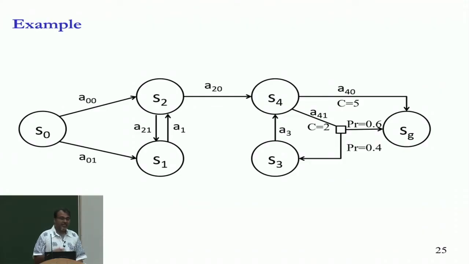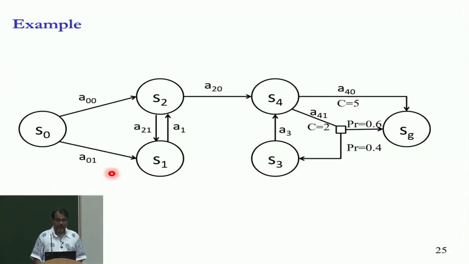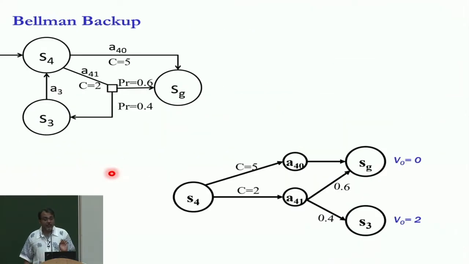Let us look at a quick example. So, let us say this is our domain, and now I have to figure out for each state which action do I do. So, I will define the concept of a Bellman backup. This Bellman backup would be running this equation for the state S. Okay. So, let us say I want to compute the Bellman backup at state S4.